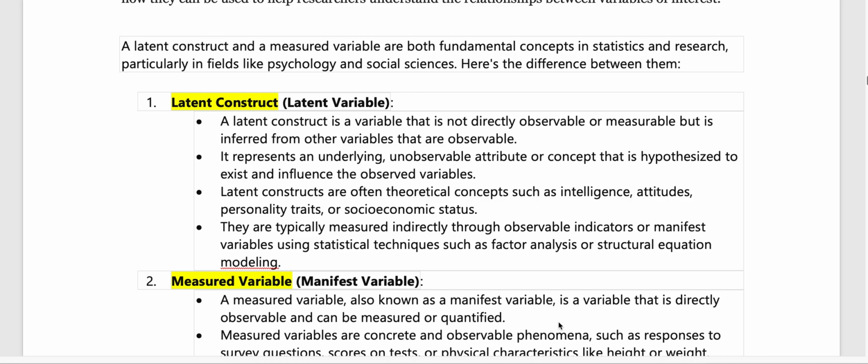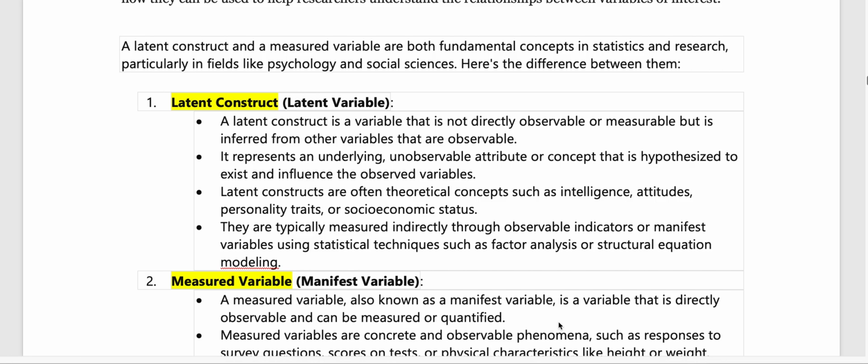A latent construct is a variable that is not directly observable or measurable, but it is inferred from other variables that are observable. A measured variable, as is clear from its name, is also known as a manifest variable. It is a variable that is directly observable and measurable or quantifiable. A latent construct represents an underlying unobservable attitude or concept that is hypothesized to exist or to influence observed variables.